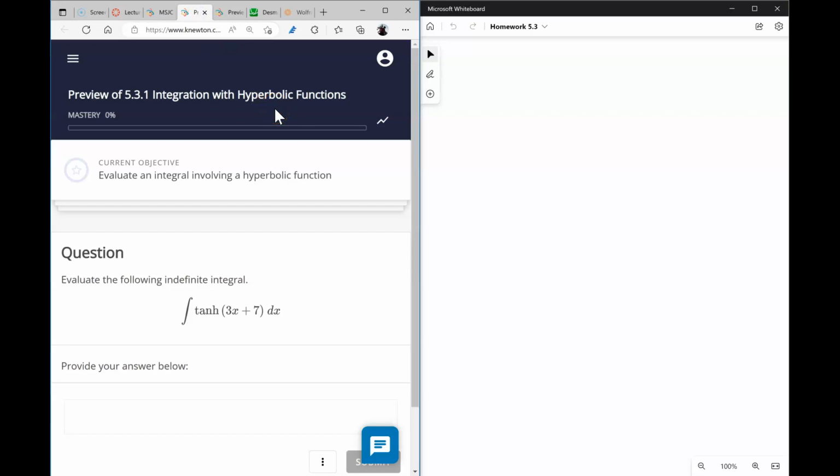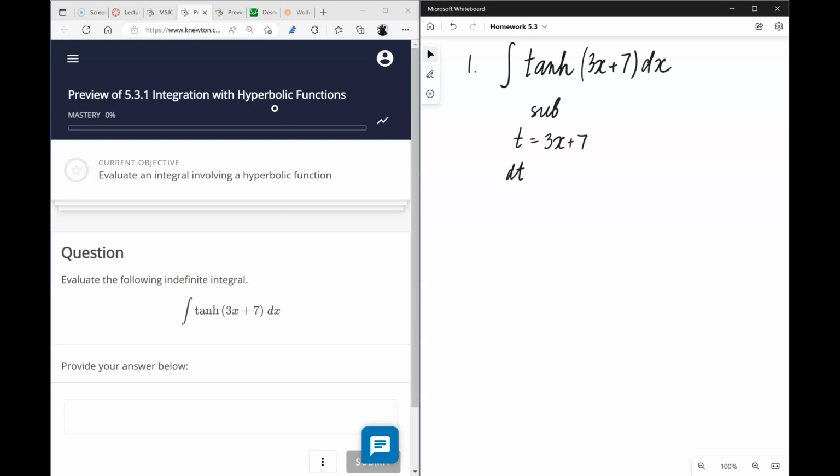And here's the first problem. What is the integral of hyperbolic tangent of 3x plus 7? So the first thing we're going to do here is get rid of the 3x plus 7. We're going to introduce a new variable. It's hard enough to deal with just hyperbolic tangent, and we don't want anything inside to obscure the patterns. So we get rid of that. That means dx is 1/3 of dt.